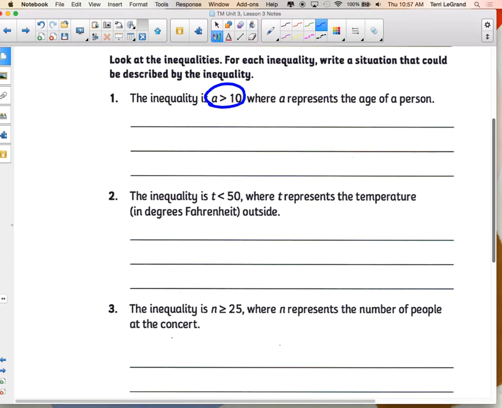What does that say? A is greater than 10. They want A to represent the age of a person. So they're telling us in your situation, let the unknown be how old somebody is. Okay, so situation. Anybody got one for us? Kaden, I'll give you another chance here.